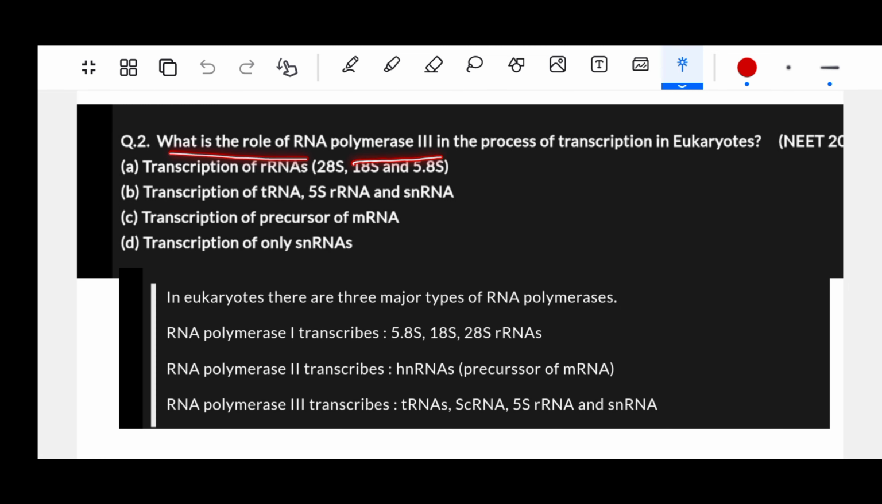What is the role of RNA polymerase III in the process of transcription in eukaryotes? In eukaryotes, there are three major types of RNA polymerases. RNA polymerase I transcribes 5.8S, 18S, 28S rRNAs. RNA polymerase II transcribes hnRNAs, precursor of mRNA. RNA polymerase III transcribes tRNAs, 5S rRNA, and snRNA. So option B, transcription of tRNA, 5S rRNA, and snRNA is the correct answer.